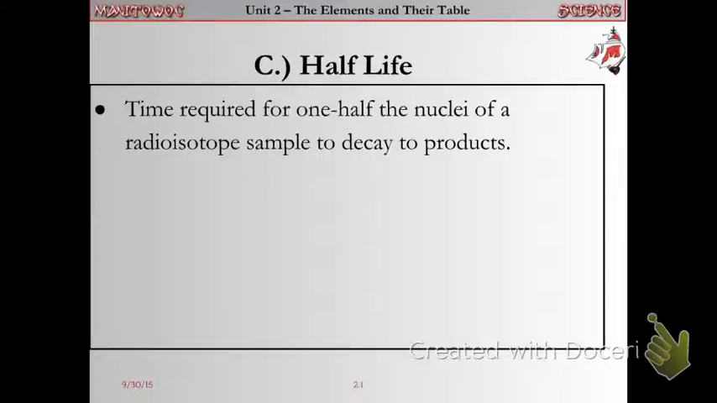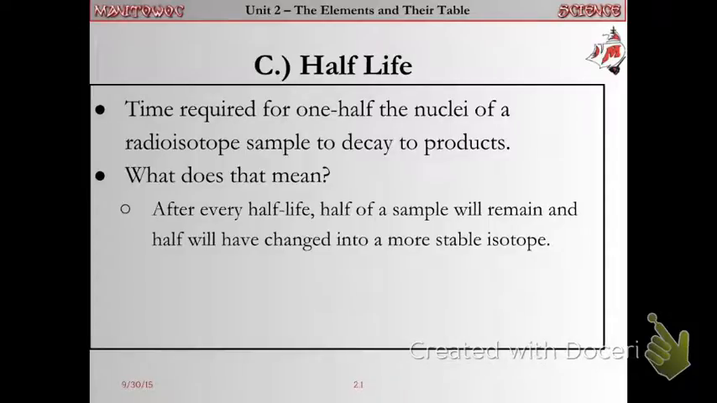The faster that goes, the shorter the half-life. And sometimes that means the more radioactive that substance is. So putting that in layman's terms, this simply means that after every half-life, half of the sample will remain, and half will have changed into a more stable isotope.